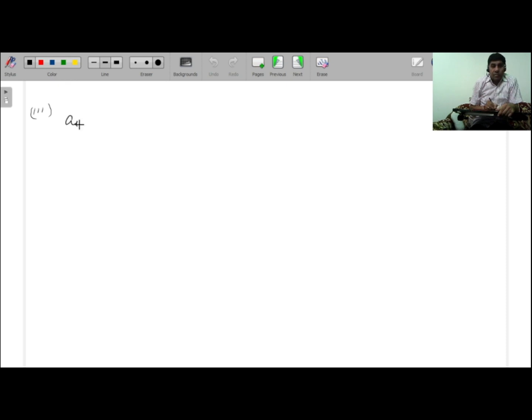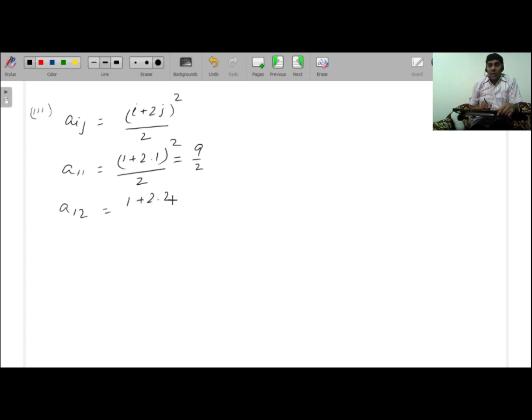Now aij is equal to (i plus 2j) whole square divided by 2. A11, i is 1, j is 1, so (1 plus 2 into 1) whole square divided by 2. 2 into 1 is 2, 2 plus 1 is 3, 3 square is 9 divided by 2. A12, i is 1, j is 2, so (1 plus 2 into 2) whole square divided by 2. 2 into 2 is 4, 4 plus 1 is 5, 5 square is 25 divided by 2.